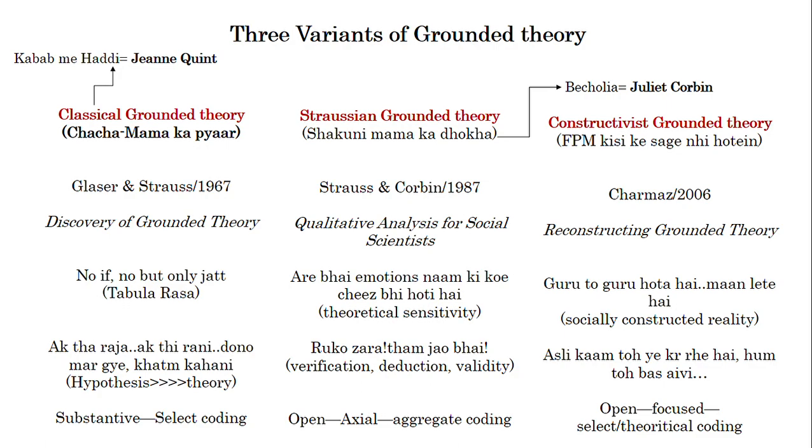So Straussian grounded theory says that when you go to the field, you also have to take into consideration the aspects of emotions, society, and so on. And therefore, some basic referring to literature will not do much harm. So they differed. Now why was this Straussian grounded theory developed?